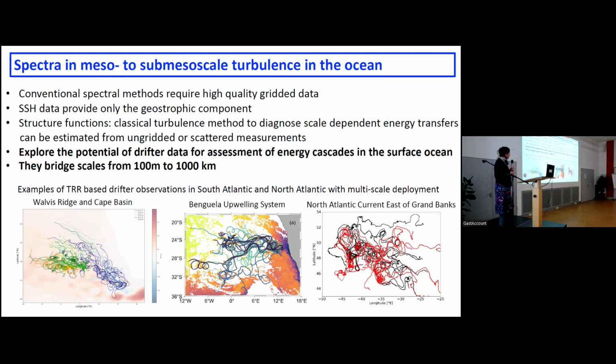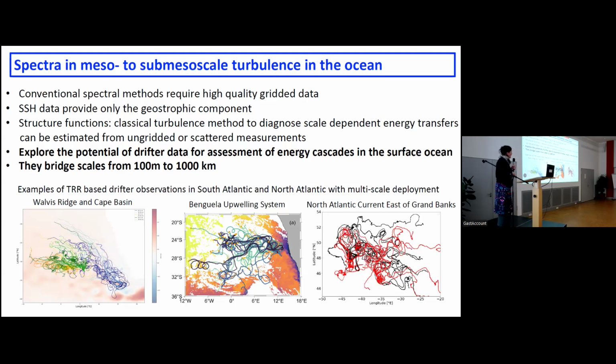Then, of course, you have SSH data, comprehensive data sets of gridded data, from which spectra and spectral fluxes have been estimated. That only gives you the geostrophic component of the flow, and with really barely resolving sub-deformation radius scales, even though there's some improvement to be expected from the SWOT mission. But still, it's only the geostrophic component with some aliasing from smaller scales.